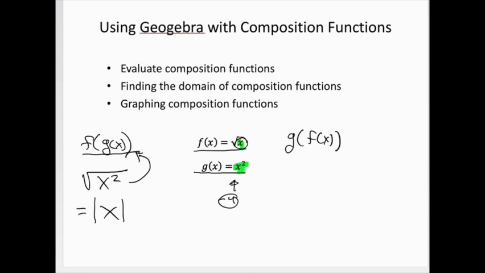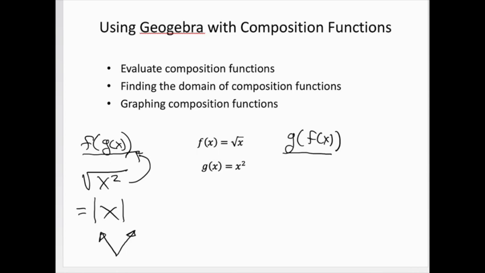When I take the square root of a positive number, it's always going to come out positive. So when you look at the graph of f of g of x, even though it looks like it would simplify to x, it's actually going to be the absolute value function. And I'll show you just in a minute with the GeoGebra.